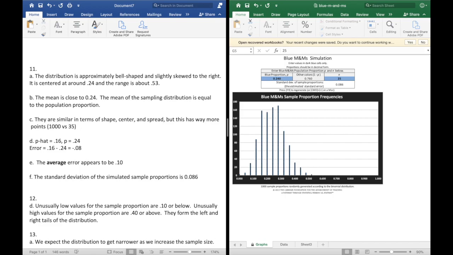Okay, so let's go on. It says, change the sample size in the simulation to the values in the table below. Write in the standard deviation of the newly simulated sample proportions for each sample size. Below each standard deviation, compute the standard error for the sample size and evaluate if they are similar. Okay, so let's go on and figure out what we have.